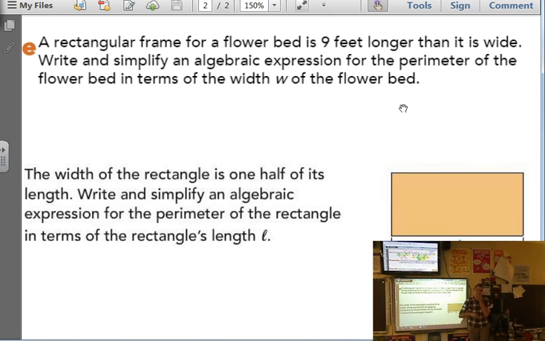So now we really use expressions and equations to make sense of problems. So here's our problem. We have a rectangular frame for a flower bed that is 9 feet longer than it is wide. So if we draw a picture for this, because drawing a picture is always a good way to start.